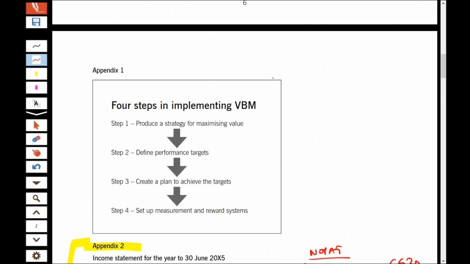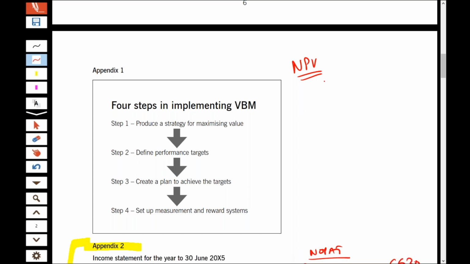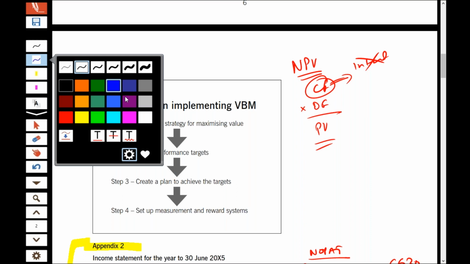Now, see what happens is when you calculate the net present value, how do we establish NPV? We use the cash flows, and the cash flows are multiplied by the discount factor, so you end up getting PV. And when we are calculating the cash flows, we don't deduct interest in that. Why? Can you tell me the reason why?